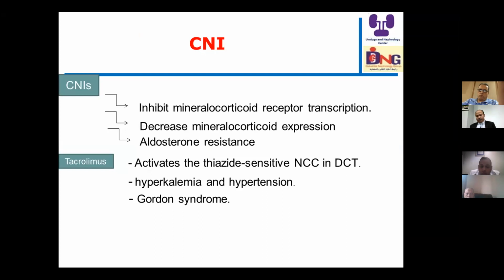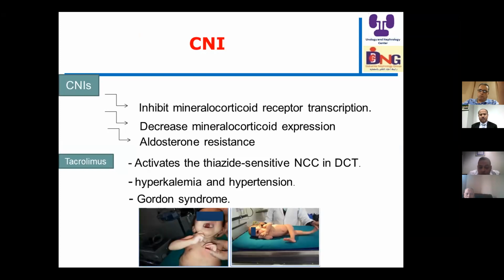Gordon syndrome is an autosomal recessive disease affecting infants and early childhood due to mutation of the WNK kinases 1 and 2. It causes early onset hypertension, hyperkalemia, and metabolic acidosis. This is associated with contracture or deformity of the lower limb and cleft.